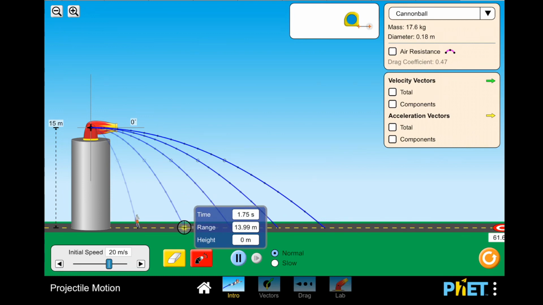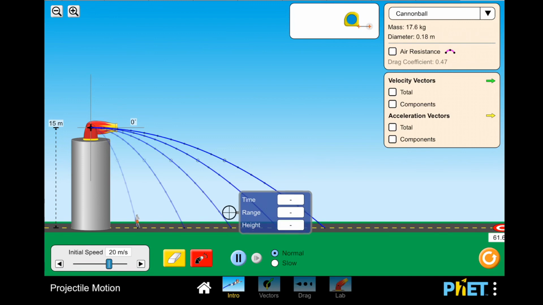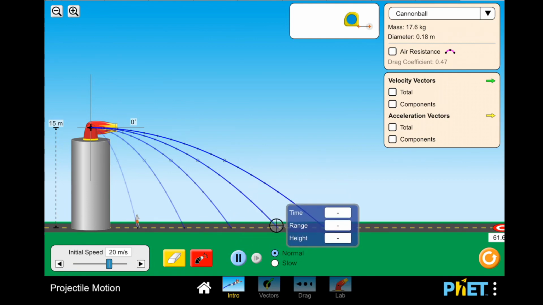For the cannonball fired with an initial velocity of 8 meters per second, the time it takes for the ball to reach the ground is still 1.75 seconds, but the range is now approximately 14 meters. When it was fired with 12 meters per second, the time it takes to reach the ground is still 1.75, but the range is about 21 meters. When it was fired at 16 meters per second, still the time to reach the ground is the same, 1.75, but the range is approximately 28 meters.